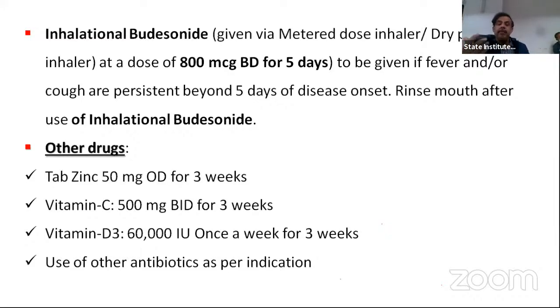Zinc 50 mg OD, vitamin C 500 BD, you may advise once a day. Also, you may advise vitamin D 60,000 international units once a week for 3 weeks.